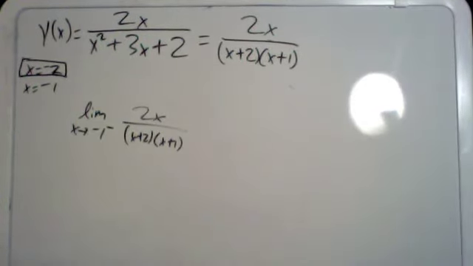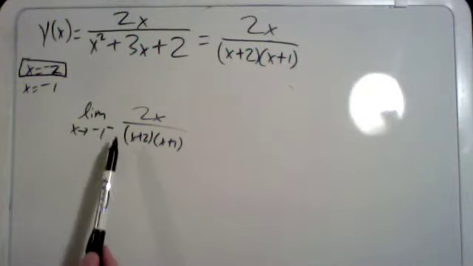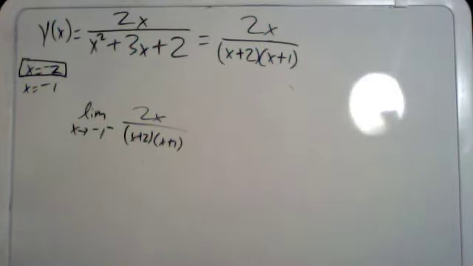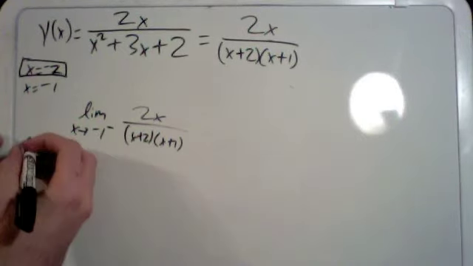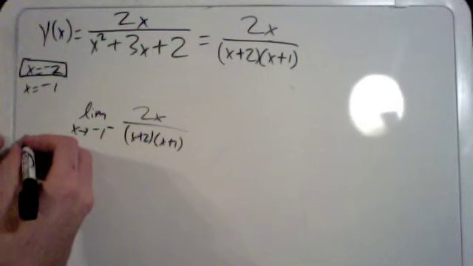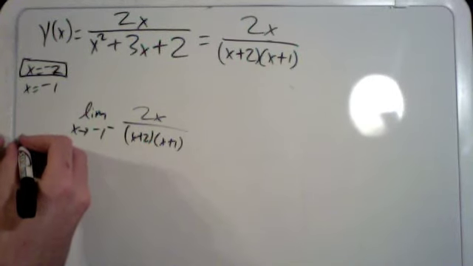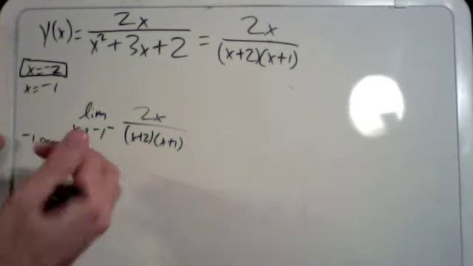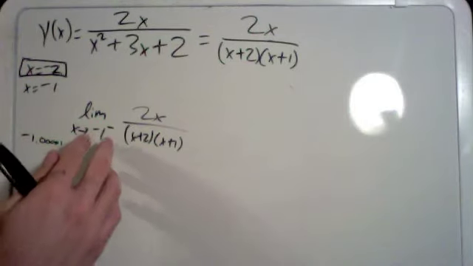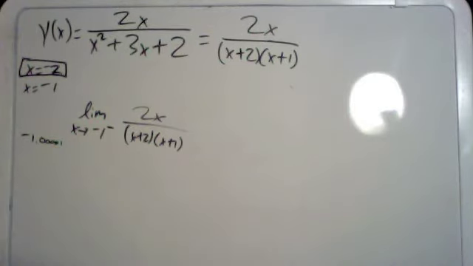Okay, so we're going to do the same thing here. Limit just like last time, but we're going to use from the left, and really you can do left or right. In this problem, it'll just make a difference between it being positive infinity and negative infinity. So I'm just choosing to do from the left, and so this is going to be something like negative 1.00001, something like that, is what you're going to use to approximate this left-hand limit.